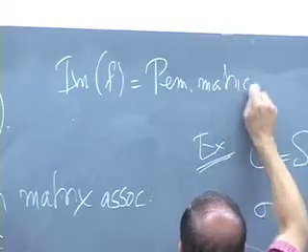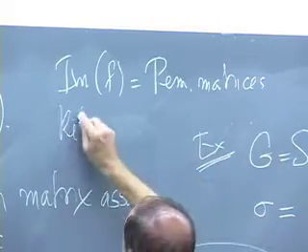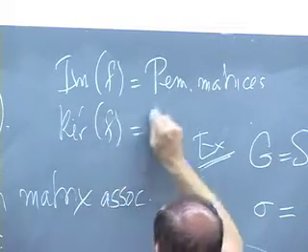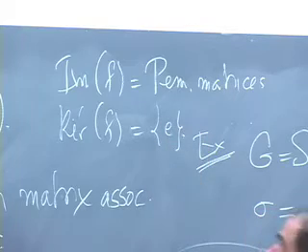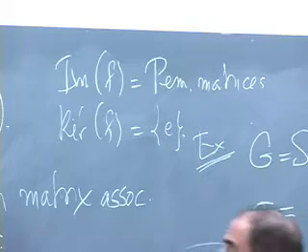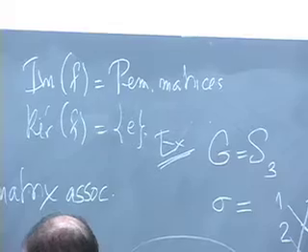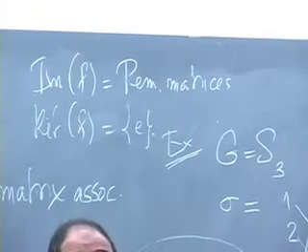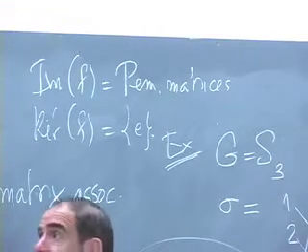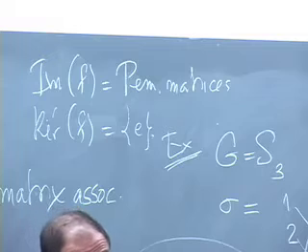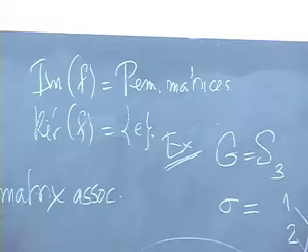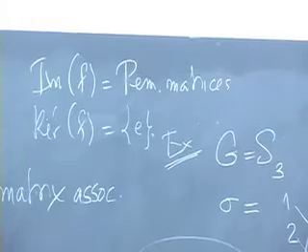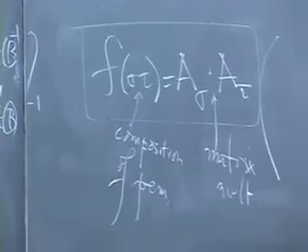And the kernel is just the identity matrix. That's the simplest kernel, because the only matrix that goes to the identity along the diagonal is the one which is the trivial permutation. It takes 1 to 1, 2 to 2, 3 to 3. Okay? So I'll ask you to check, and the proof is given in Artin in the first chapter, that this rule holds. That's the way I've set up permutation matrices.